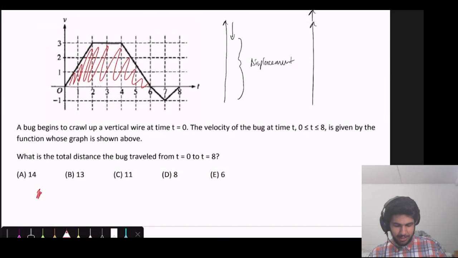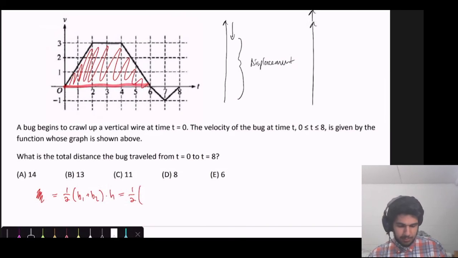So red is equal to the area of a trapezoid. So that's 1/2 the average of the bases times the height. So the first base is this bottom one from 0 to 6. And the second one is this top base from 2 to 4. So 6 plus 2 times height would be this height here, which is 3. And if we compute that out, we get 12.